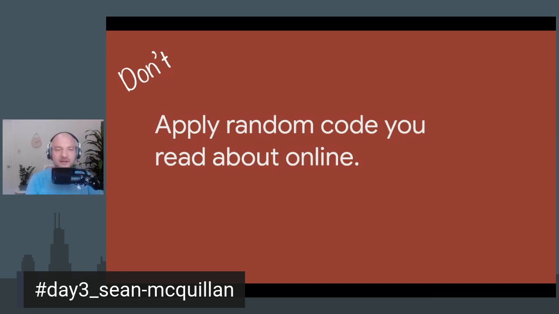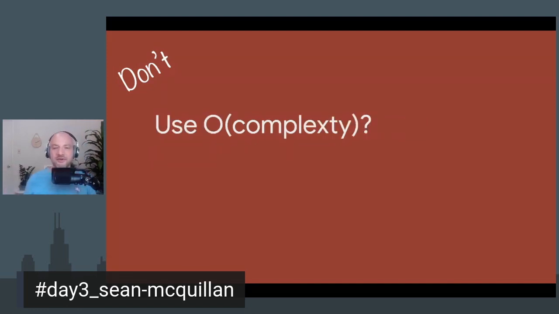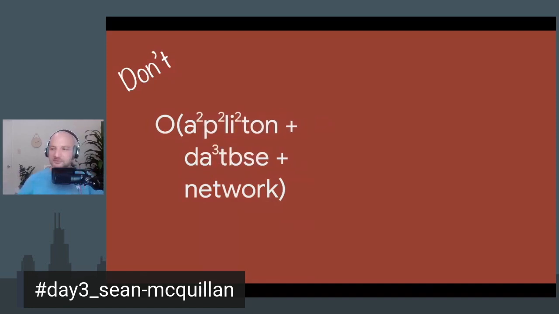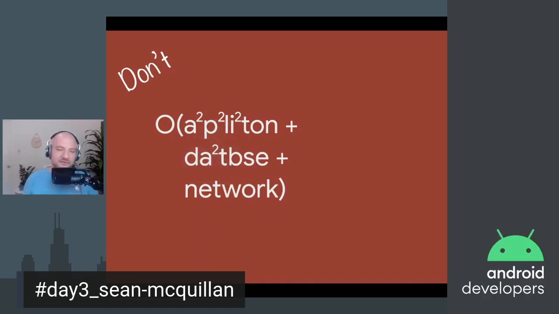Another thing you might do with performance is use big O complexity to analyze the performance of your application and then try to improve it. So this typically doesn't work in mobile applications. If you take a look at a typical mobile application, it would be the big O complexity of the application plus the database plus the network. And if we do a big O analysis like we learned about in school, we would just put those letters that are the same together and put a squared on them. And then to optimize this, we would just think really hard and figure out how to turn that 3 into a 2.